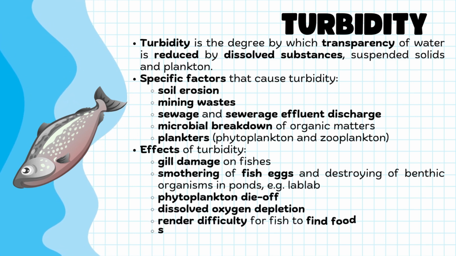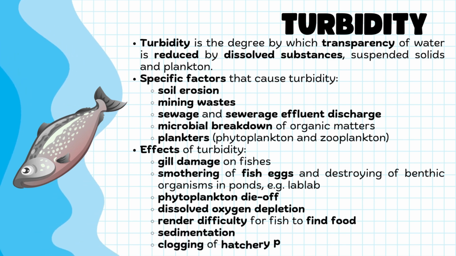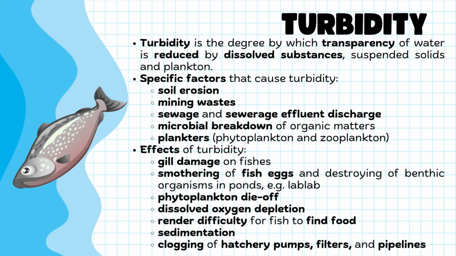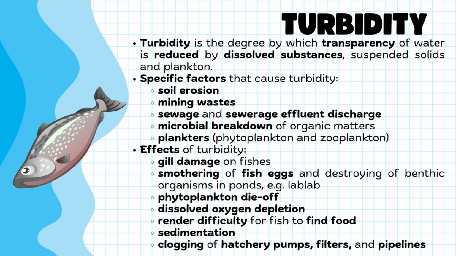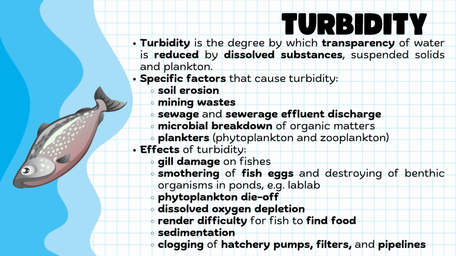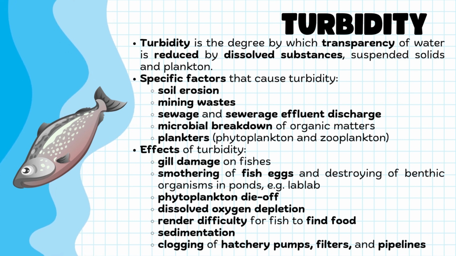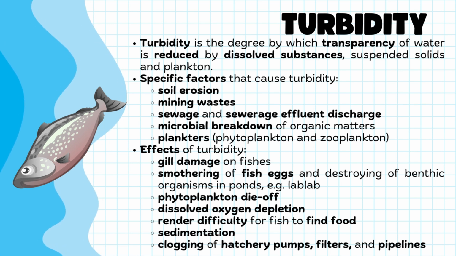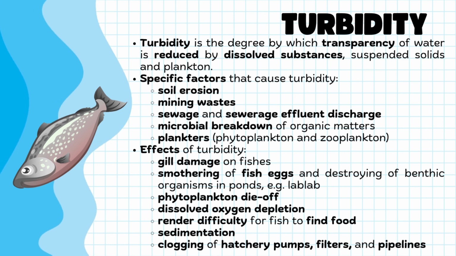So let's talk about the effects of turbidity. First, it limits light penetration. It reduces photosynthesis and plankton reproduction. Another one is the damage it produces on the gills of the fish, and this can cause stress and respiratory issues in aquatic animals. Another one is that it smothers fish eggs and benthic organisms, affecting reproduction and ecosystem balance.